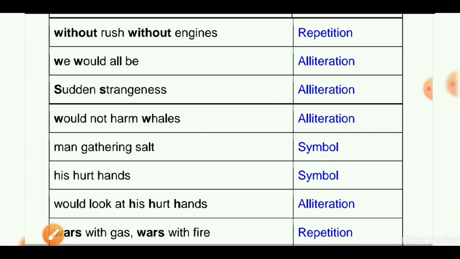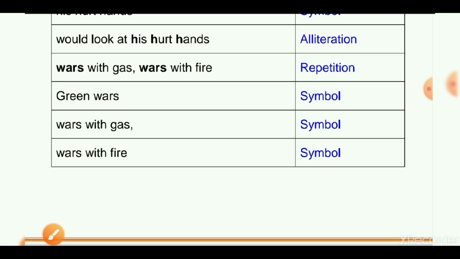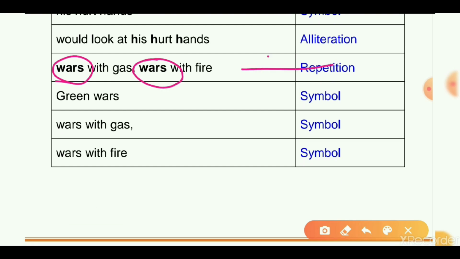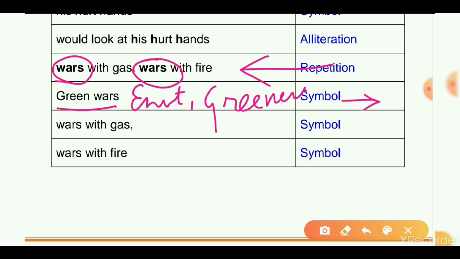And then comes "wars with gas, wars with fire", which has the word war repeated twice, and it is an example of repetition. "Green war" is symbolic. There is symbolism in it, where the word green stands for environment and greenery. So the green war here means a war against the environment and greenery, a war which damages the greenery around us.